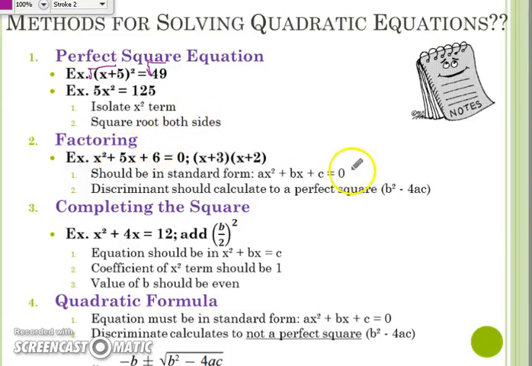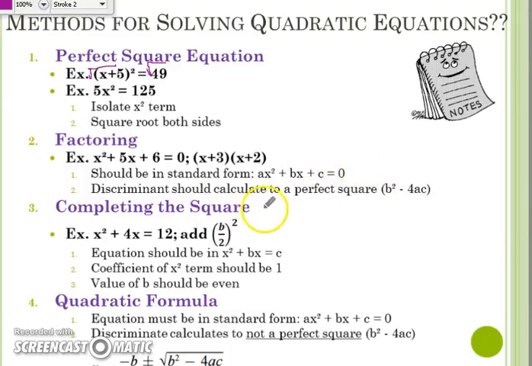But it's helpful to have your equation in standard form first, and then try to factor, so have it set equal to 0. And for it to factor easily, when you calculate out the discriminant, so using b squared minus 4ac, it should come out to be a perfect square. If it does not come out to be a perfect square, then you wouldn't want to use factoring to solve.